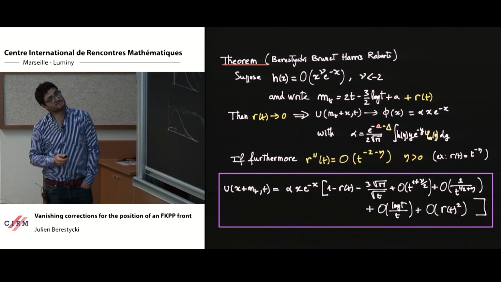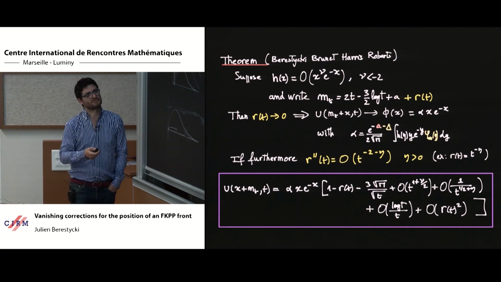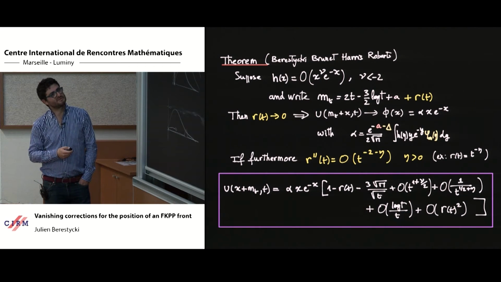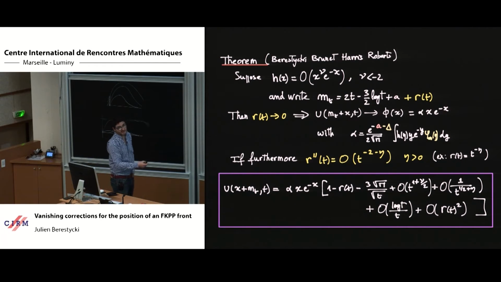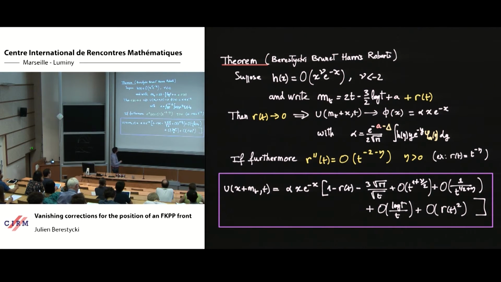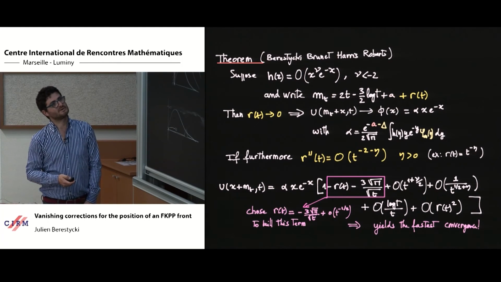So what happens if you can suppose this? I'm going to try to explain also the meaning of this hypothesis later. Well, you can say something about the speed of convergence in that case. Okay, so remember that if you have this, then this guy, the solution centered by M, converges to alpha x e to the minus x. So this is this term, this one here, times this. And all those other terms here are error terms. Okay, so the first one is RT, then you have this 3 root pi over root t, which is exactly Bertrand and Sarlos, right? And then you have all those big O's here. So let's see what this means.